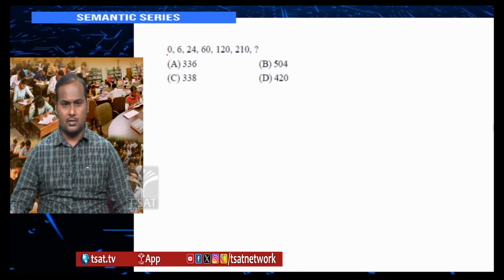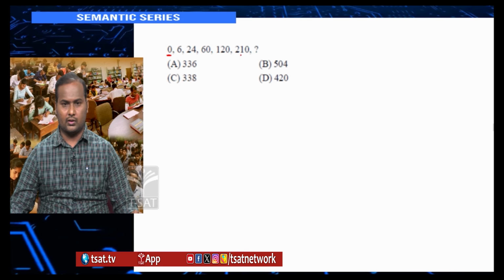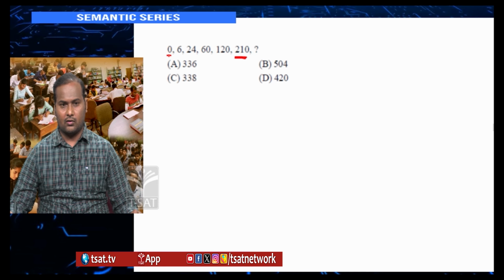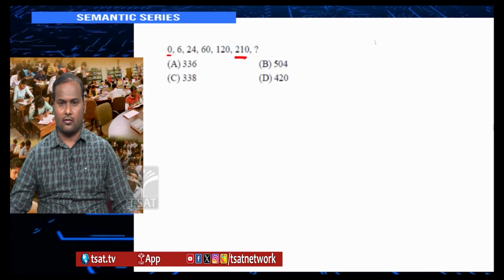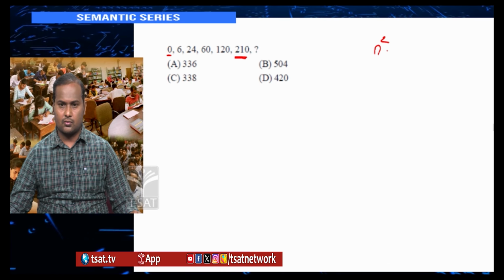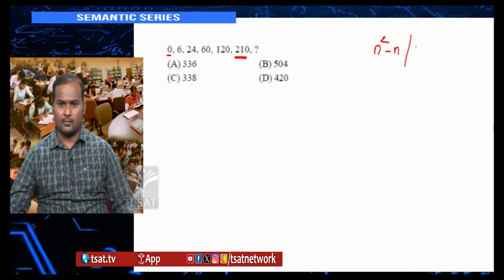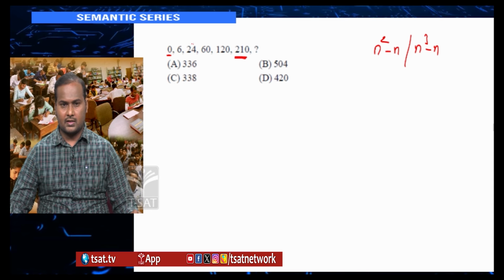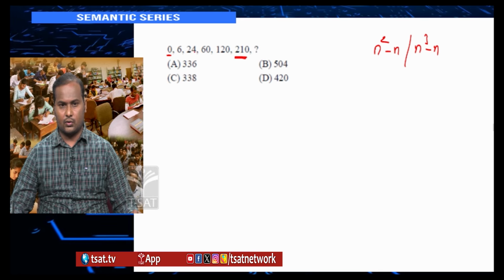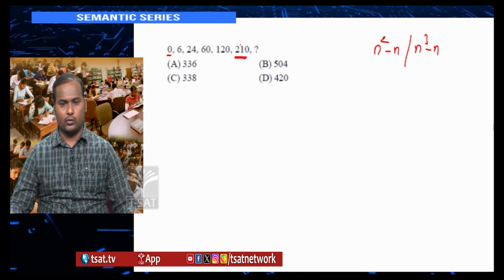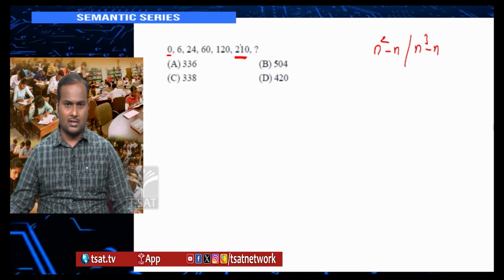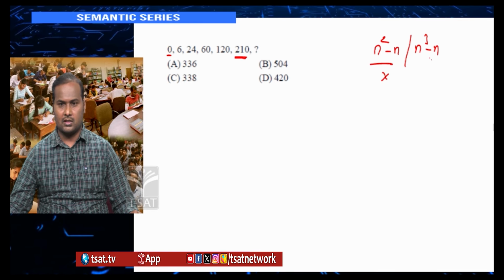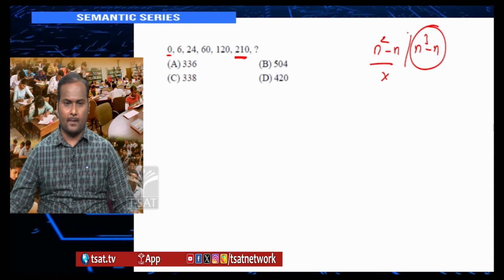See in this question, it starts with 0 and ends with 210. The increase is huge. And I also said that whenever the question is starting with 0, the format will be generally n square minus n or n cube minus n. But in this case, see the numbers 0, 6, 24, 60, 120, 210. It is increasing quite drastically. So I can't take n square minus n. So obviously I will go with n cube minus n.